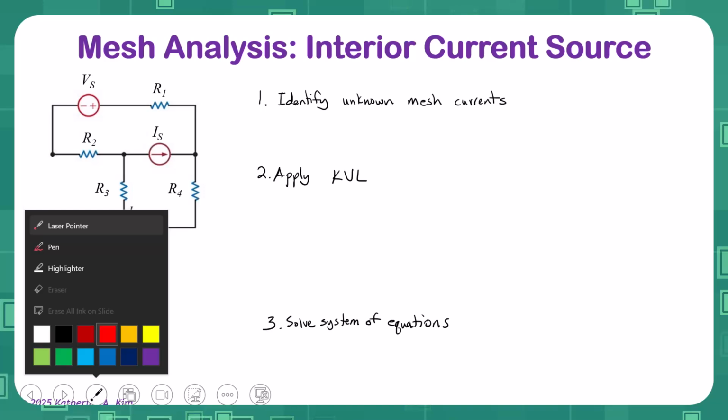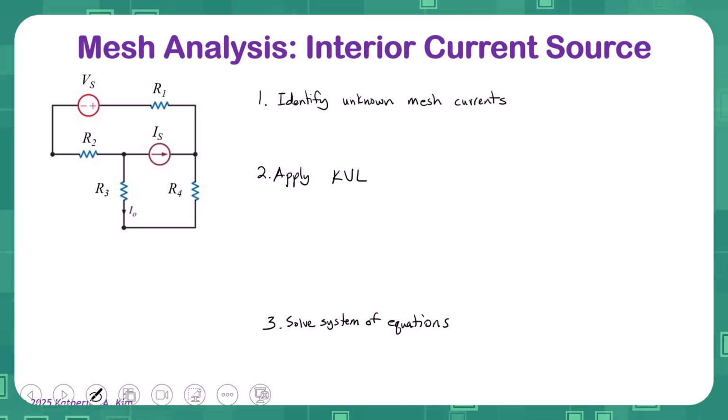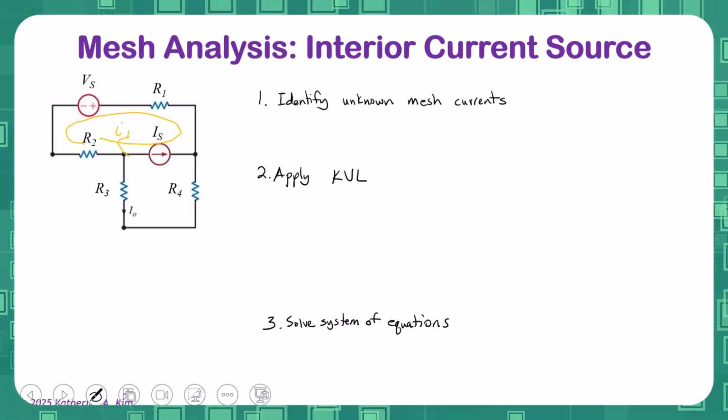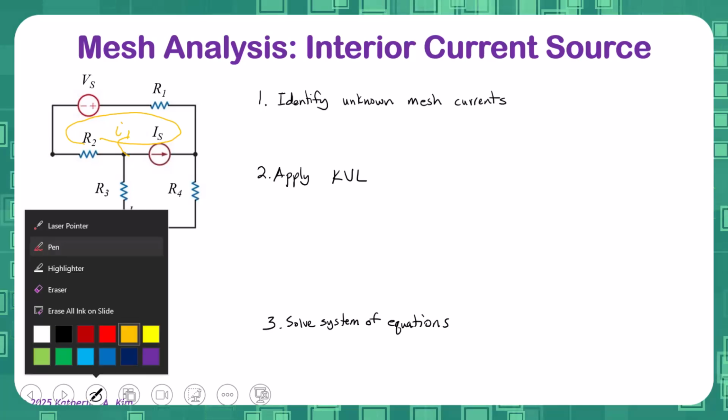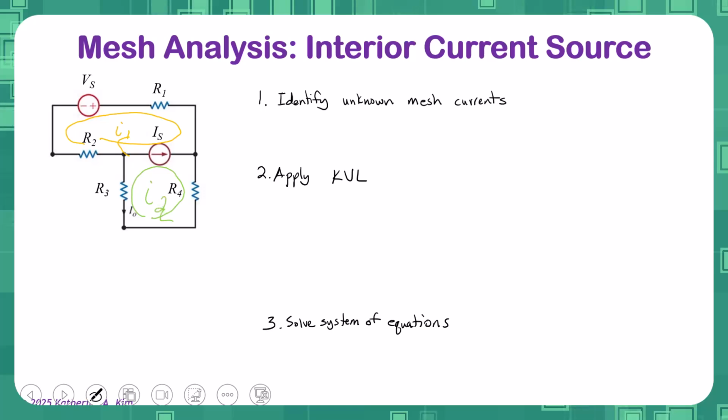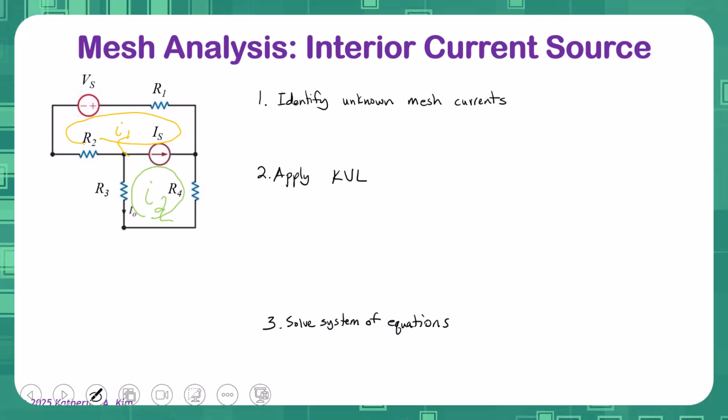So let's start with the first analysis, and we are going to first identify unknown meshes. We're going to identify the meshes by drawing them in the circuit here. So we'll start with this top one. We would have a mesh going in this top one. We're going to call that I1. And then we're going to identify a second one here. Let me use a slightly different color. This mesh here, and this would be I2. Okay, so we have two meshes, and so we may have up to two unknowns.